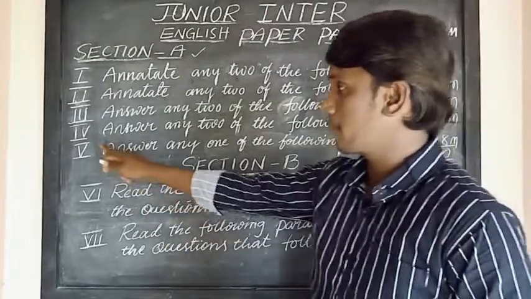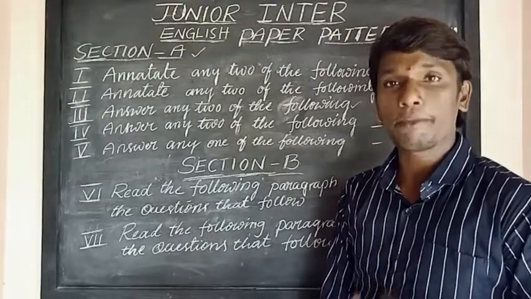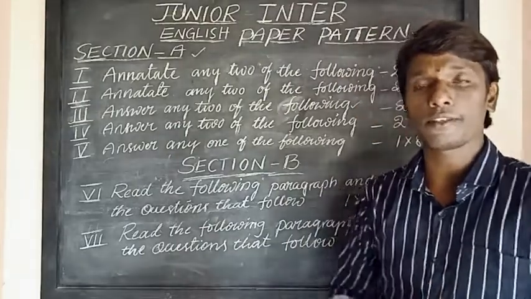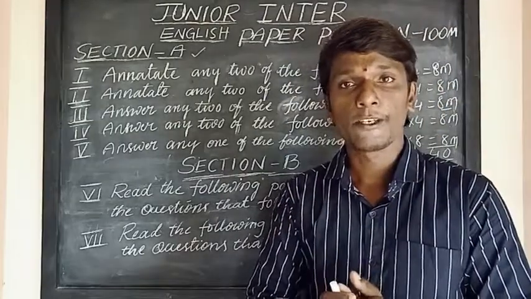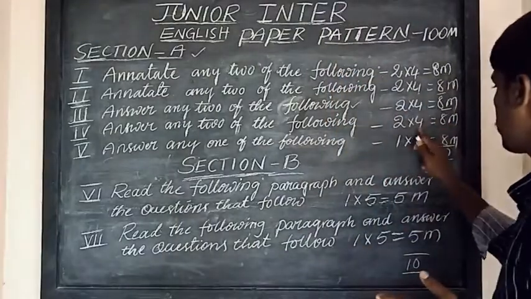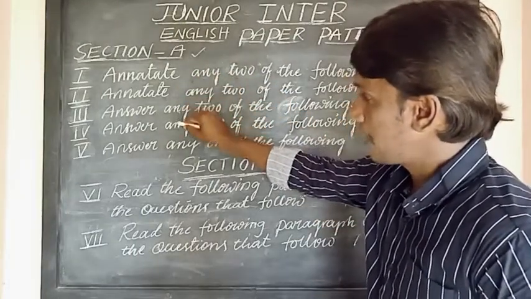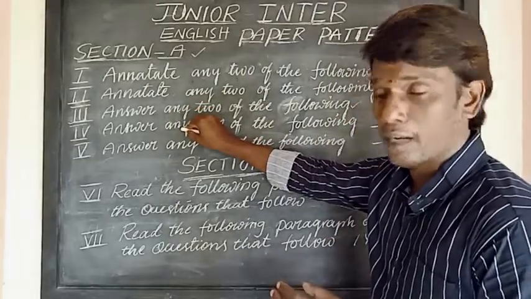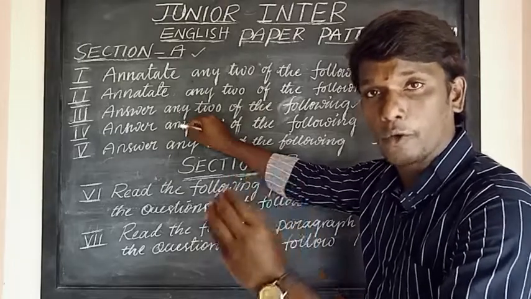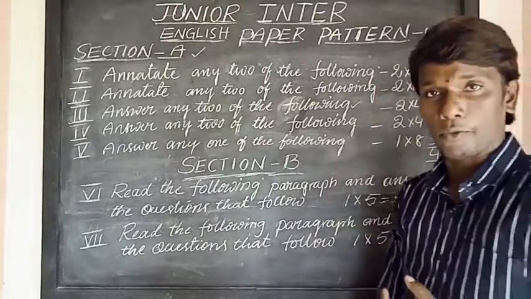Under Roman number 4, again 4 questions will be given from the poetry. This time you will be tested on 4 questions for 8 marks. Out of the 4 questions, again you select 2 questions. If you write 2 questions perfectly, you can get 8 marks. That is 2 into 4 is equal to 8. So Roman number 1, 2, 3 and 4 are all about annotations and question and answer from both prose and poetry lessons. Have you understood?